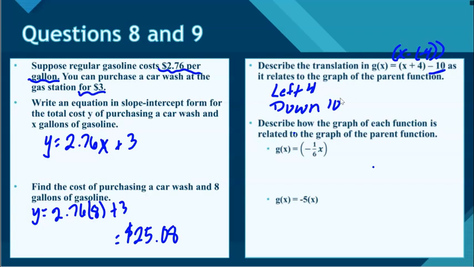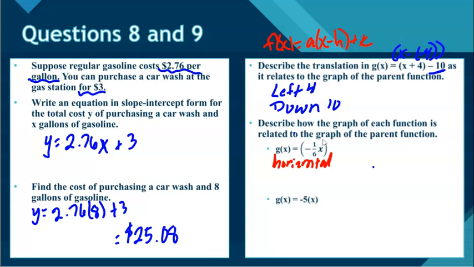Next part, describe how the graph of each function is related to the graph of the parent function. Again, I have an a here. And just a reminder, the parent function with transformations would be f of x equaling a times x minus h plus k. So now I have an a, it's 1/6. It's inside the parentheses. So that makes it a horizontal dilation. So I'm going to write horizontal. And since it's horizontal, I can only move it right or left, or I can compress it or stretch it right and left.